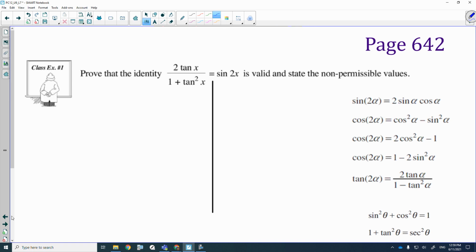The second proof that I want to do is from your workbook. So this is class example 1 on page 642. It says prove the identity, and then we're going to state any non-permissible values. So when proving this identity, I look at both sides. On the right-hand side here, I recognize that this is a double angle for sine. Remember that there was only one form for the double angle of sine, and that was this form here. So what I'm going to do is replace the double angle of sine with its identity, and the identity was 2 sine of x cos of x.